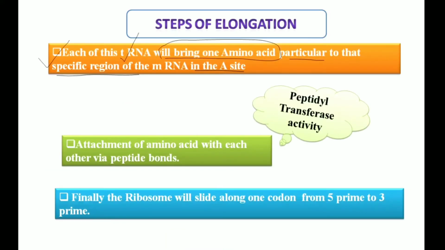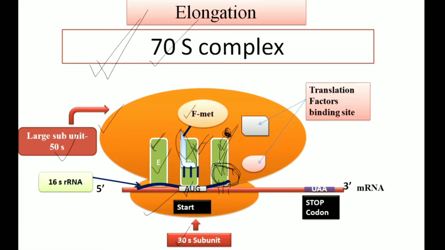Okay. So now you see in the first step, each of these tRNAs that I have told you about just now will bring one amino acid particular to the specific region of the mRNA in the A site. Then in the next step, what happens? The attachment of amino acids with each other via peptide bonds. There will be attachment between these two amino acids. Here one amino acid will be there, and here another amino acid will be there, already from the beginning. Okay, they will form a peptide bond here with the help of an enzyme known as peptidyl transferase.